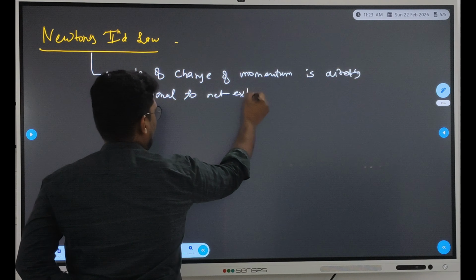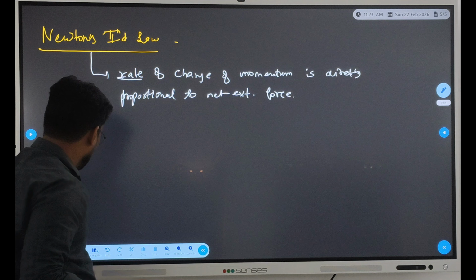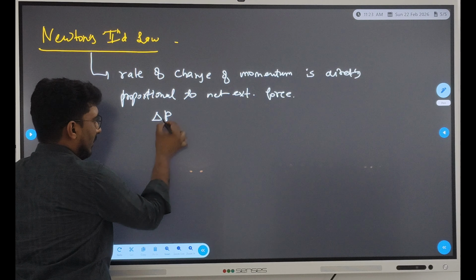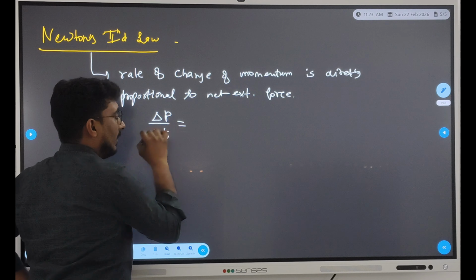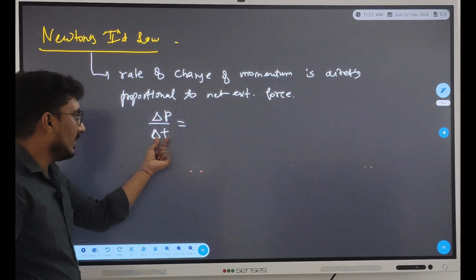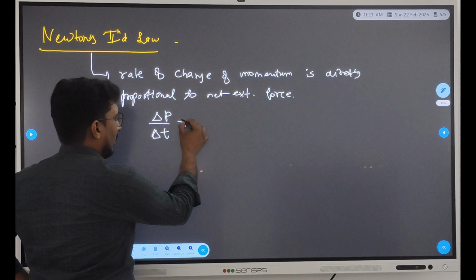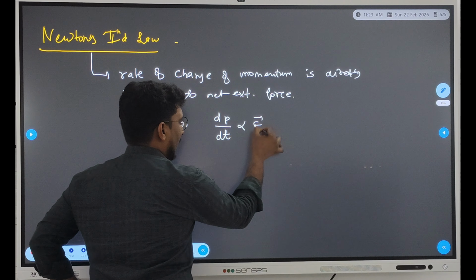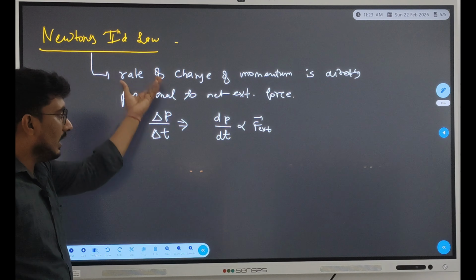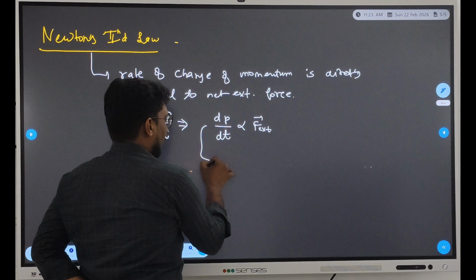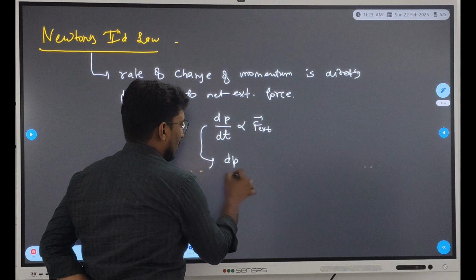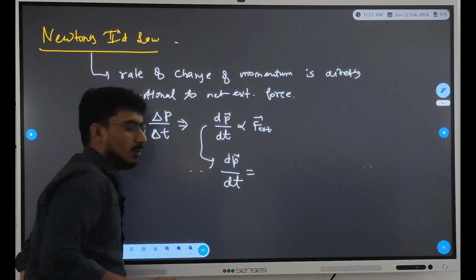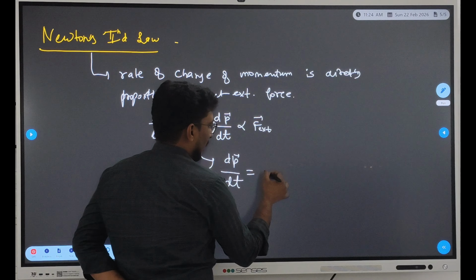Now what's happening here? Rate of change. Rate means with respect to time something is changing, the change of momentum. So basically you can write delta P over delta T. And if the momentum change is very small, with the time period very small, then you can write it as dP over dt, which will be proportional to the external force F. That is called the second law of motion. If we remove the proportionality sign, we get a constant. If you're writing vector form, you can apply vector on both sides. The constant is equal to 1 only, so we have F only.